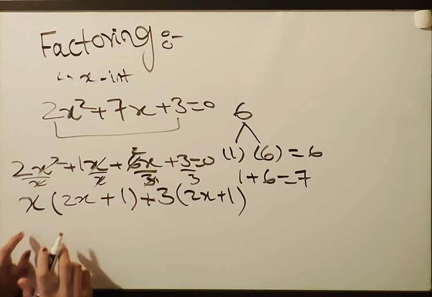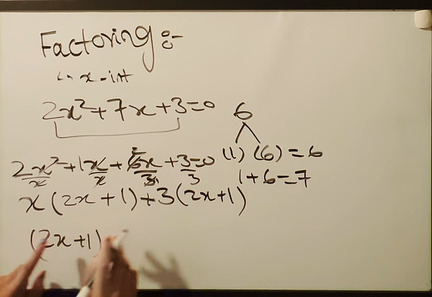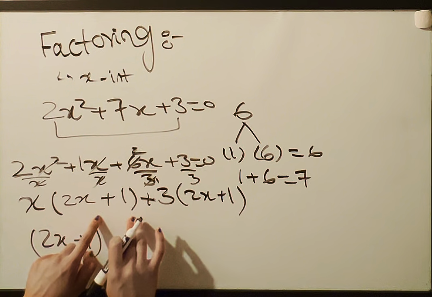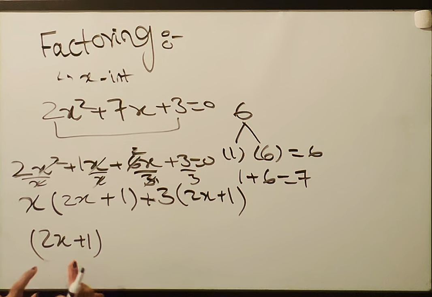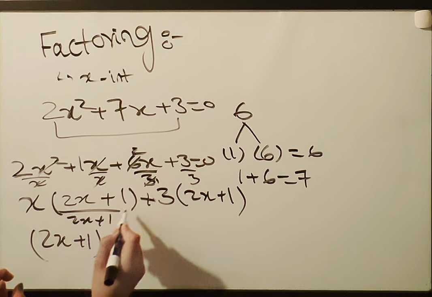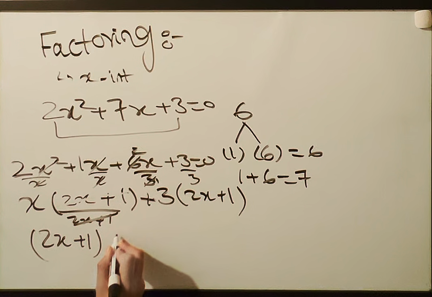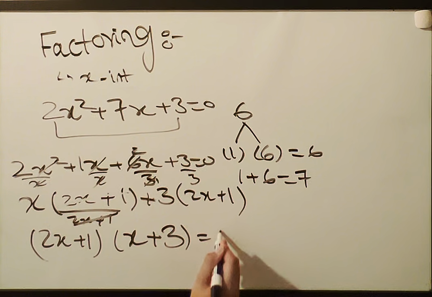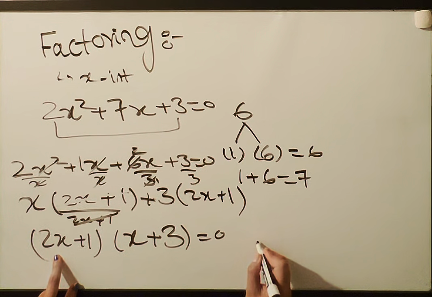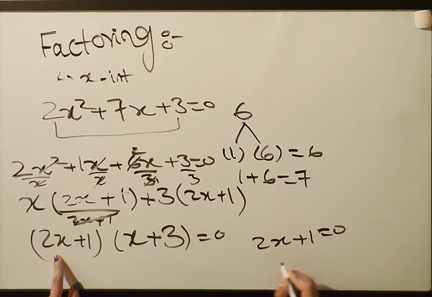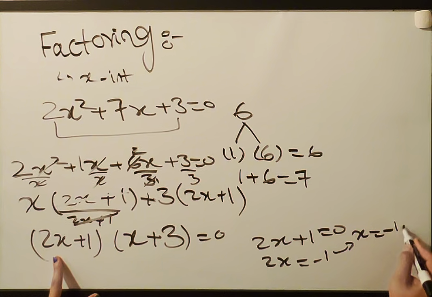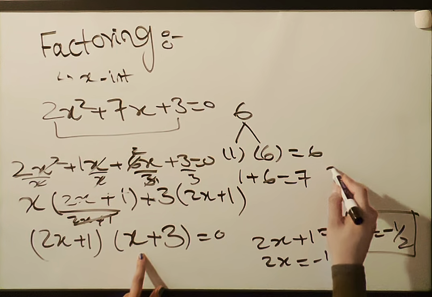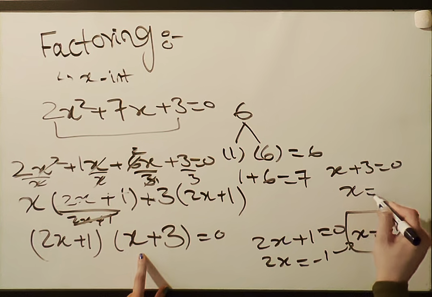Now I'm gonna factor 2x plus 1 from both of these terms, and that means I have to divide the first term by 2x plus 1. If I do that, these two cancel out and I'm left with x, plus, again I'm taking that out, which means I'm left with 3, equals 0. As you can see, I get two values for x. The first one is 2x plus 1 equals 0, so x is equal to -1/2. And the second one is x plus 3 equals 0, so x is equal to -3.